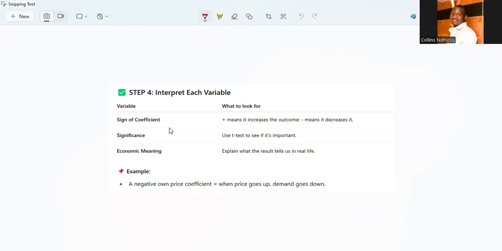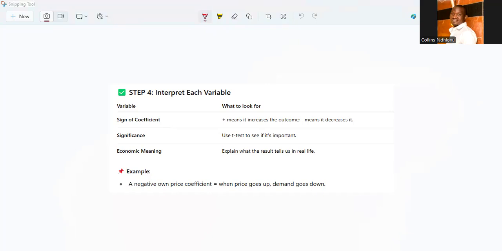So our economic interpretation helps us to explain the result in real life. If you have a negative price elasticity, for instance, it means that if the price goes up, the quantity demanded goes down. If we have a positive cross price elasticity, we should understand by this stage that we are looking at what? We are looking at a substitute good. If we have a negative cross price elasticity, it means that we have a complementary good.